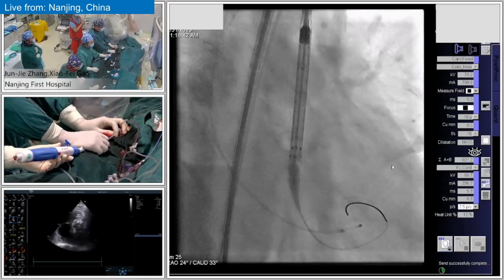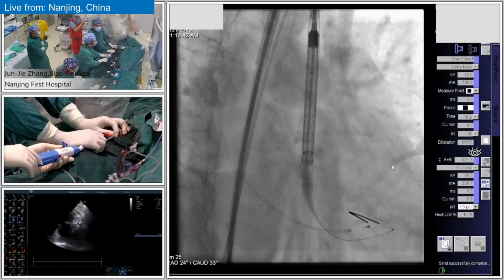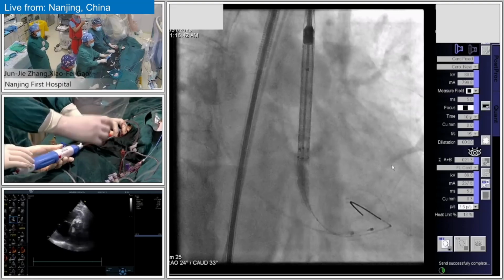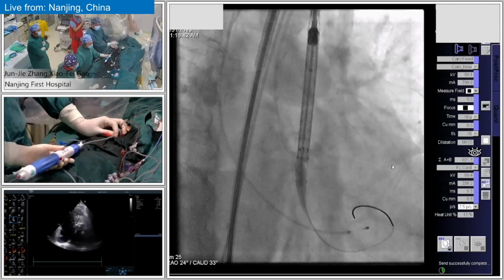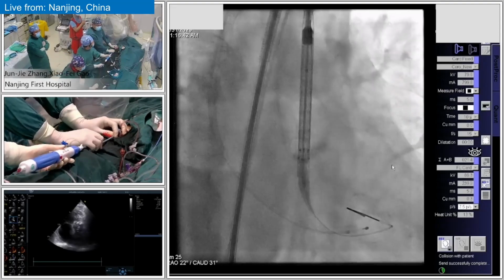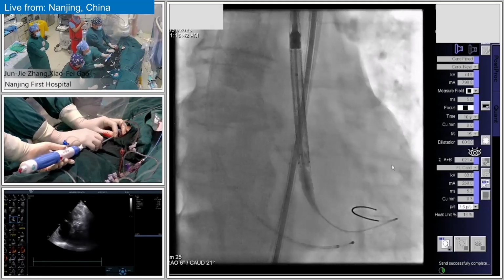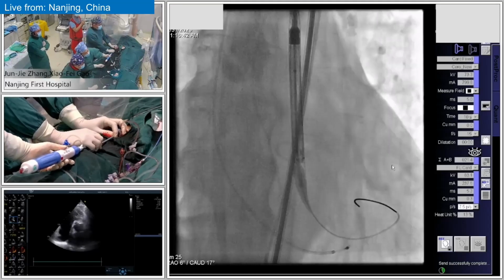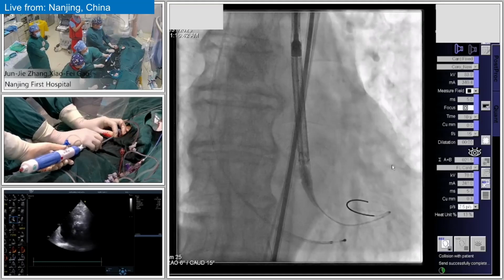So I think maybe we should use another projection, maybe LAO 30, cranial 60. Maybe this view can separate the left and the right cusp.